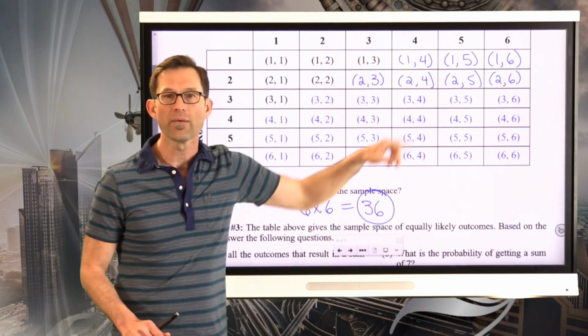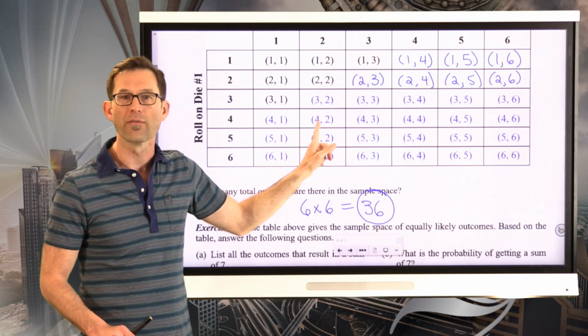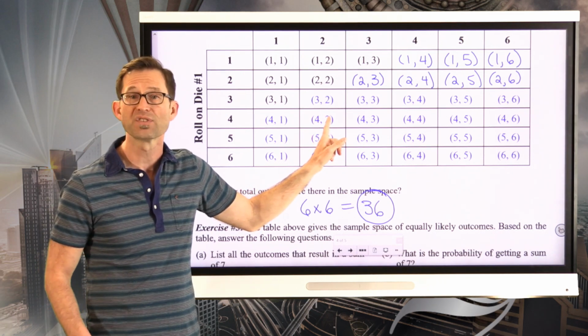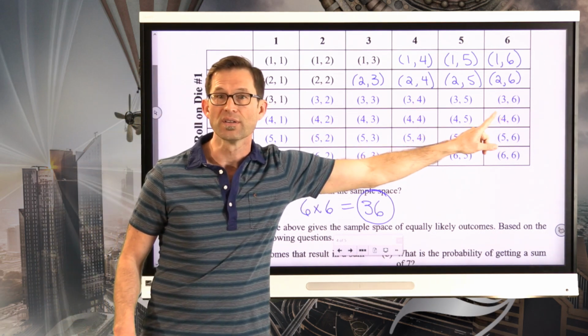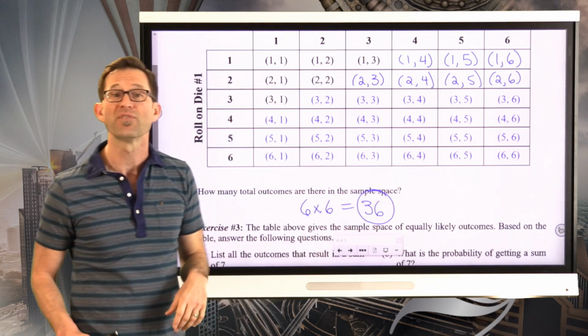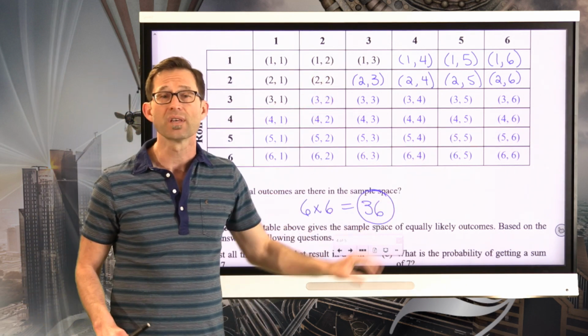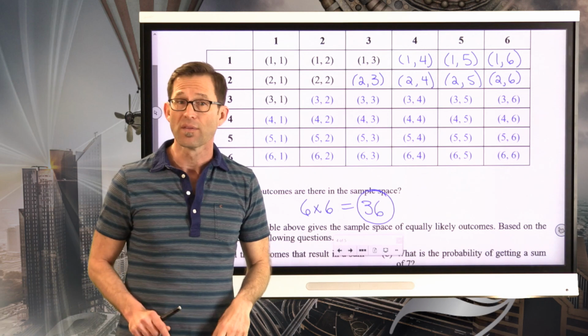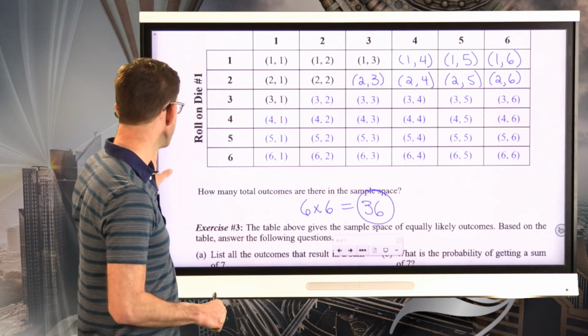If I point at any one of these cells, like if I randomly pointed at that one, 4, 2, that would be a sum of 6. If I went over here and looked at this, 4, 6, that would be a sum of 10. So each one of these 36 has a sum, with many of the sums, obviously, being repeated.